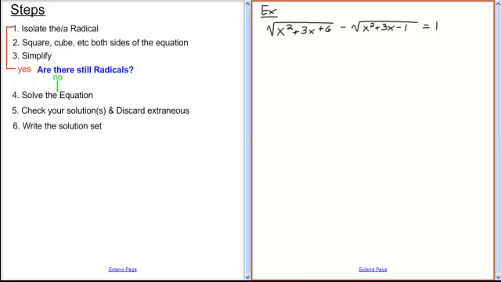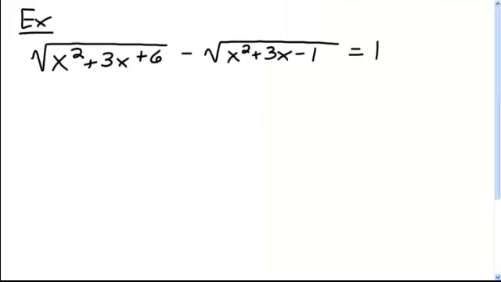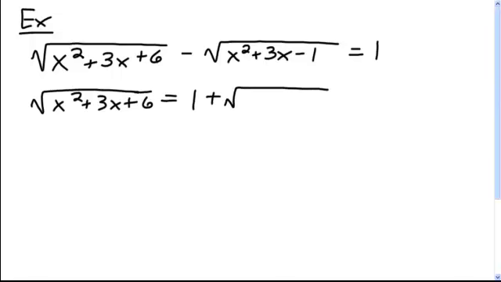So I'm going to just keep going with this problem. Hopefully you can flip back and forth between your steps to see what you're doing. So I'm adding that over, which means I have the square root of x squared plus 3x plus 6 equaling 1 plus the square root of x squared plus 3x minus 1. So I have one radical isolated. Again, it doesn't matter which one you isolate, you just need to isolate one.